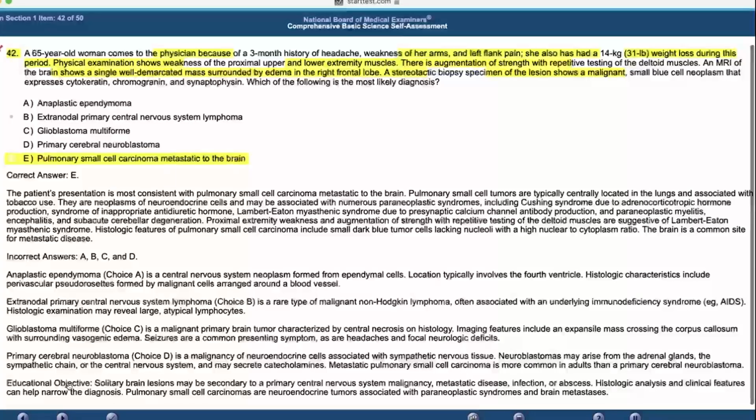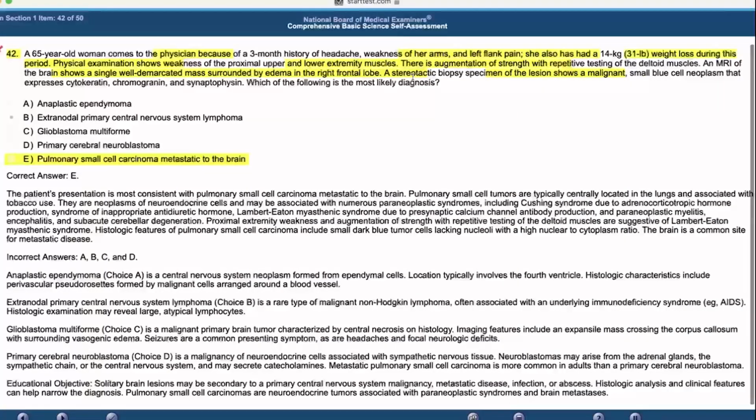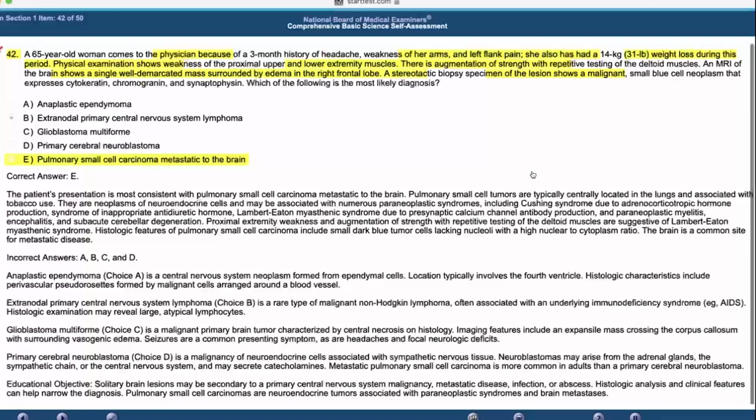All right. This was asking for the most likely diagnosis. It describes weight loss, then describes Lambert-Eaton, which I failed to recognize. And then we see a mass in the right frontal lobe that has malignant small blue cell neoplasms. I really wasn't sure what was going on, but reading through it, I didn't know the histology of small cell carcinoma of the lung. That makes a ton of sense, because once you're talking about lung cancer, paraneoplastic syndromes come in.